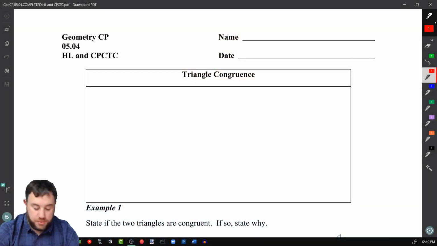Today we are going to wrap up Unit 5. We're going to look at the last method to prove two triangles are congruent, and then we are going to talk about what we can do with those triangles once we've proven them congruent. So let's go ahead and look at our last method.